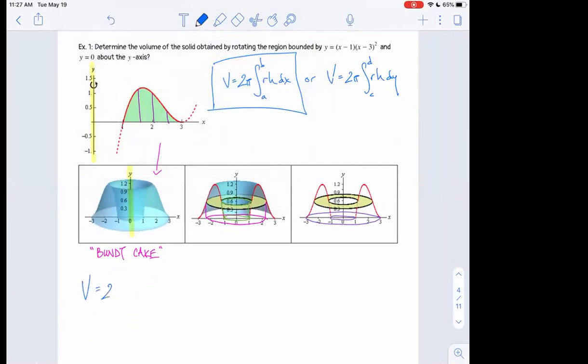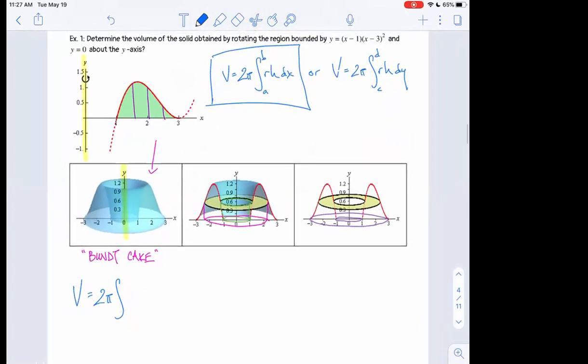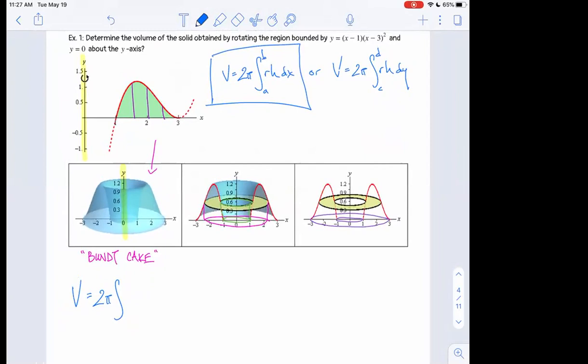So volume equals 2 pi the integral of, if I have dx at the end, my bounds need to be x values, all right? So if we've chosen dx, then we better have x values as our bounds. So where is a good place to start counting these shells? 1 to 3. Yeah, we're going to start at 1 and we're going to end at 3. So 1 to 3.